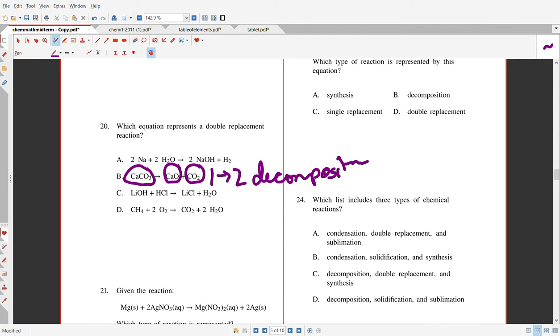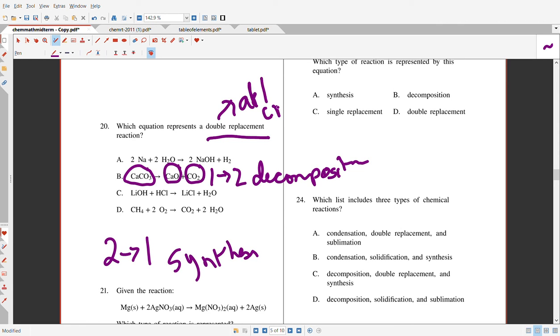Decomposition. I can't spell today. If you have 2 going to 1, it's called synthesis, which I don't see here. And this one, double replacement, is when they're all compounds, and there's 2 things on each side. So you see how this is all compounds and there's 2 on each side?